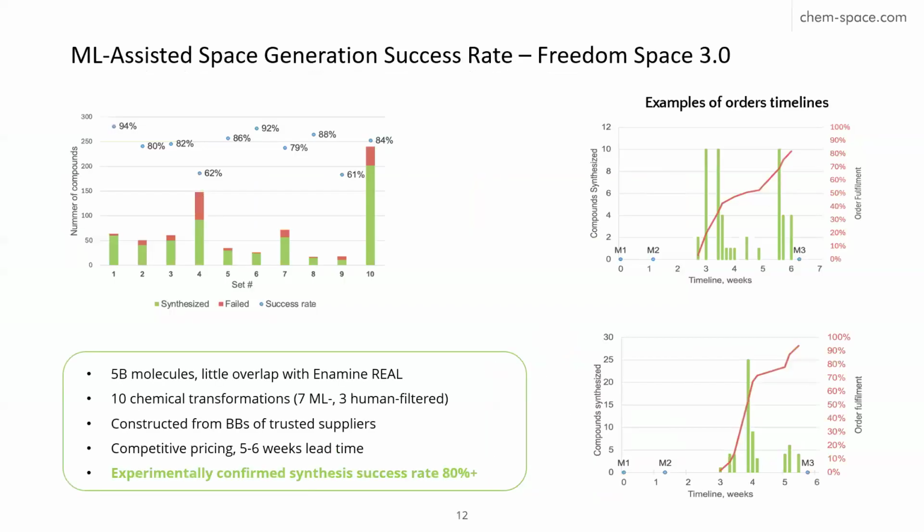This workflow was benchmarked on Freedom Space 3, which we launched a few years ago, I would say 2 years ago. And we have been collecting the statistics for orders that were placed through Chemspace for Freedom Space 3.0.